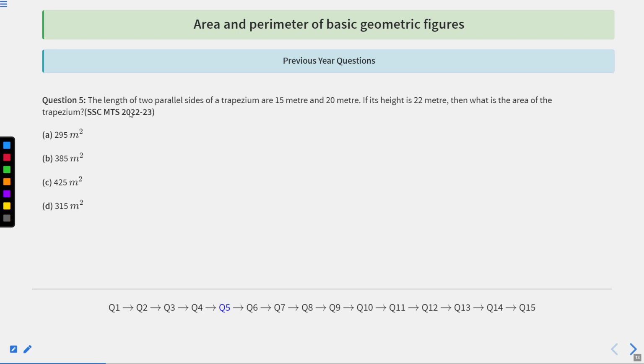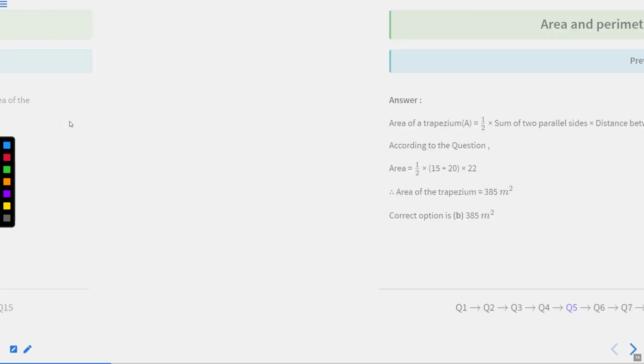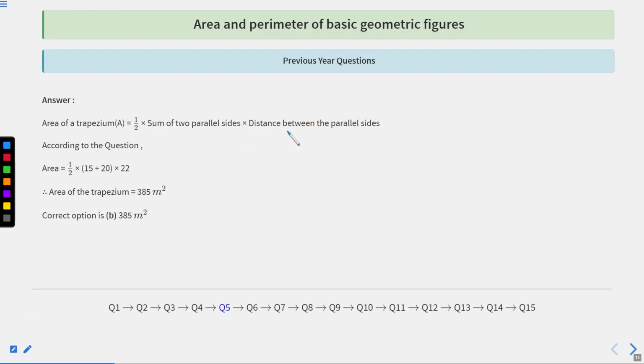Question number 5. The lengths of two parallel sides of a trapezium are 15 meters and 20 meters. If its height is 22 meters, then what is the area of the trapezium? We are provided with a trapezium in which the lengths of the parallel sides are known to us, that is 15 meters and 20 meters. Also the height of that trapezium is given to us. Then we are interested in finding the area of that trapezium. So try to recall the formula to find out the area of the trapezium. Area of trapezium is given by half into sum of two parallel sides into distance between two parallel sides.